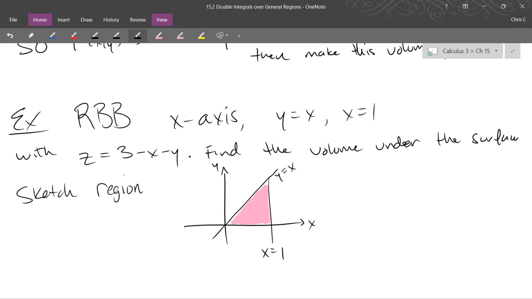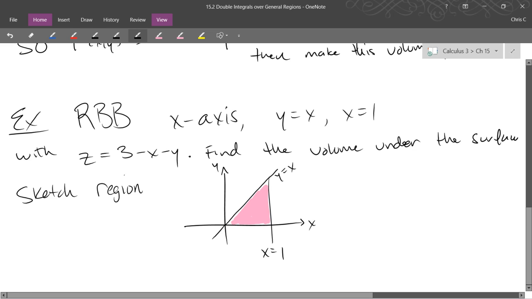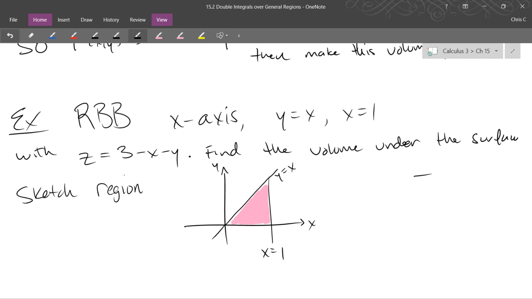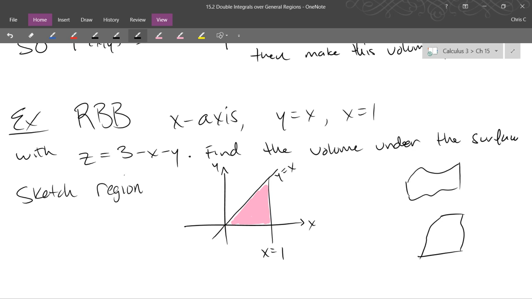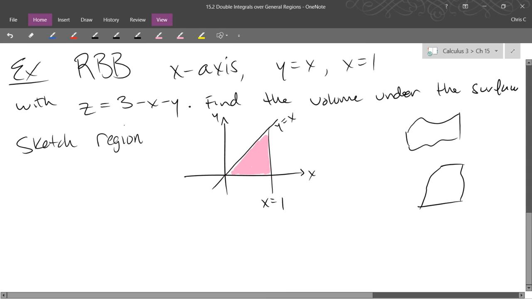So I showed you two types of regions. Could it be the first type? Let me sketch a real fast version of the first type. The first type had horizontal flat sides. Something like this. Or is it more like that? Or could it go either way? Actually, it can go either way. It's got a flat side horizontally and vertically. So let's think about it the first way here. And the first way was a dy dx.